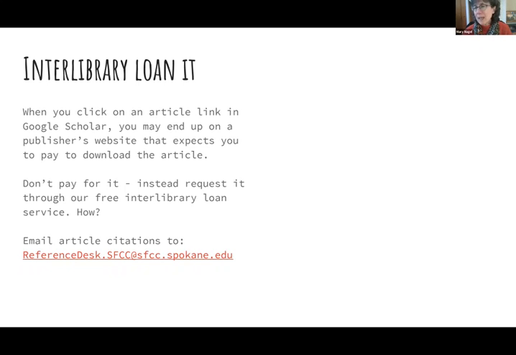Okay, question about PDFs and anything that doesn't have a link on that right column in Google Scholar. How can you get them, and you don't have to pay for them? What you do is request interloan material like articles through our interloan service. You can email your article citations to this reference desk here. Right now, because of COVID, we're only able to order articles for you. If you're requesting a book from another library, I'm not going to be able to fill that order right now because of our current mandates, but article requests I can handle.